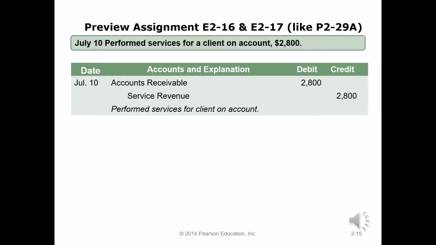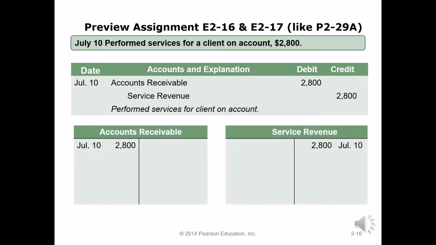When we perform services for customers and they promise to pay us later, the journal entry is a debit to accounts receivable and a credit to service revenue. Pause the presentation and post this journal entry to your T accounts or to your general ledger accounts. Again, we're using two brand new accounts, and so these entries are the only ones that we will find in these T accounts or these general ledger accounts.